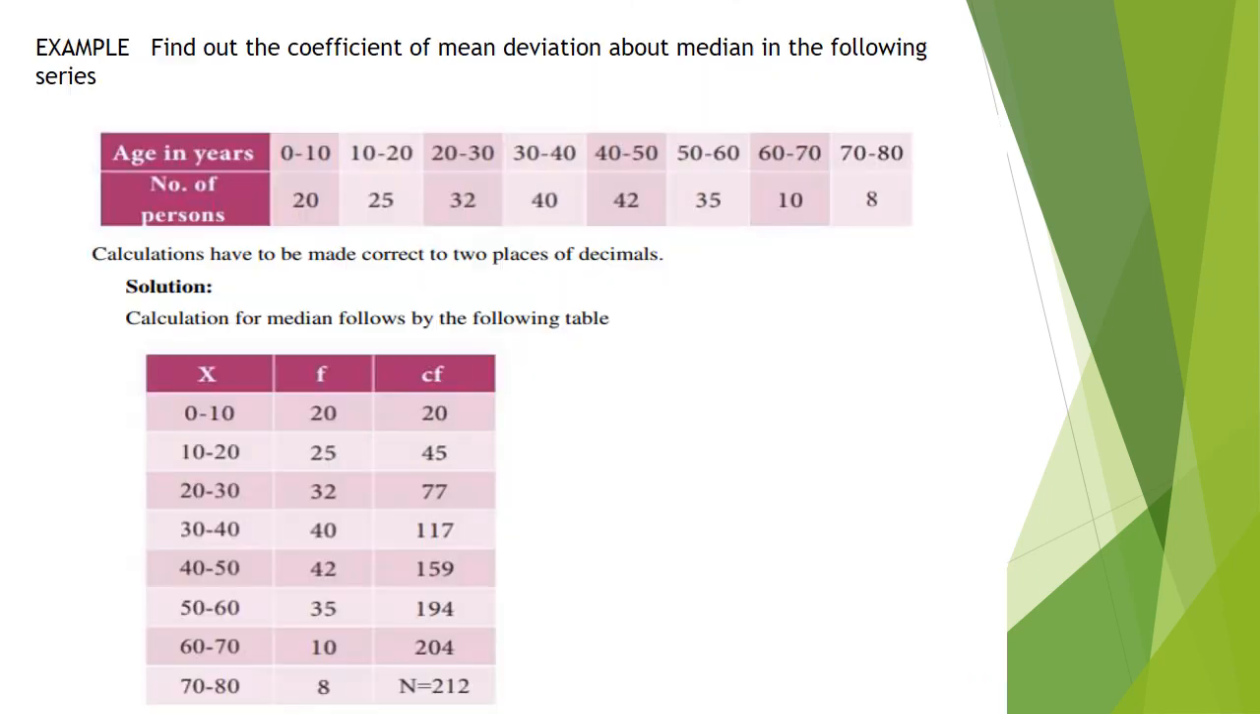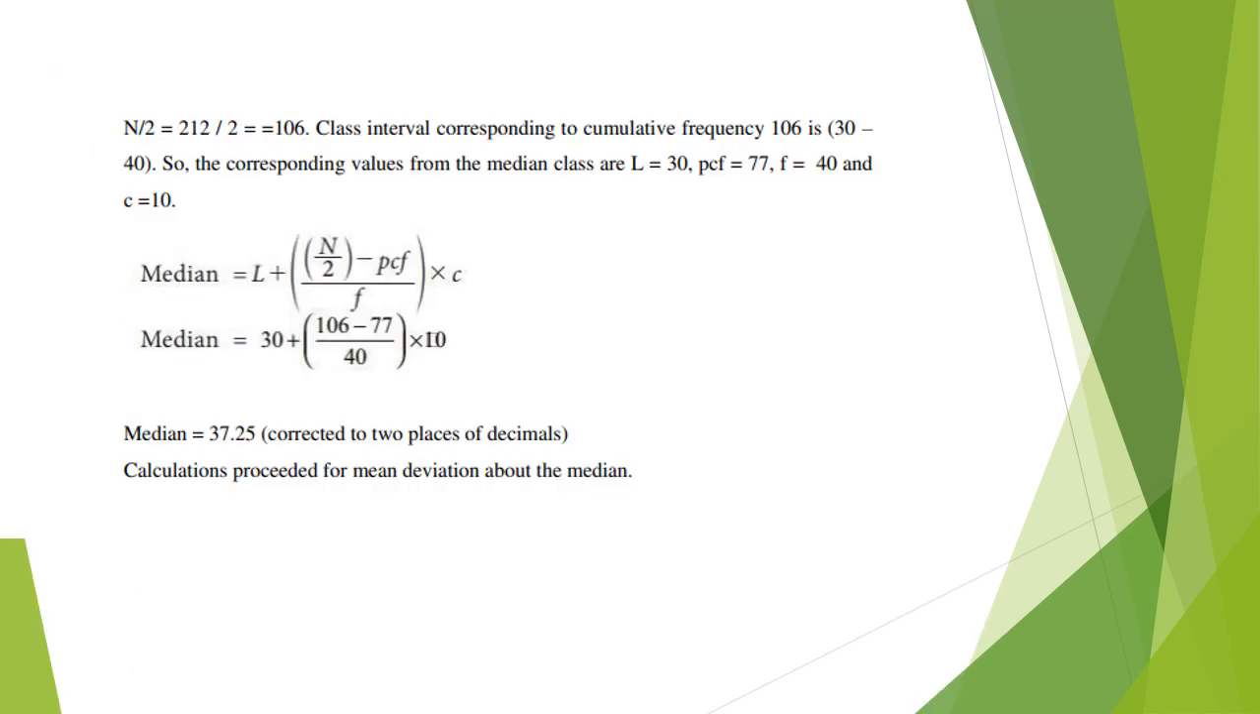Now for the next data: the cumulative frequency lies in 117, and the preceding cumulative frequency is 77. The corresponding frequency of the 30 to 40 interval is 40. We will put all these values in this formula, and with the help of a calculator we find the median, 37.25.